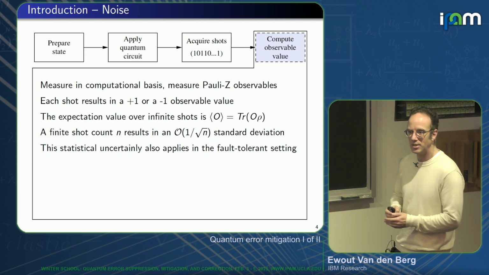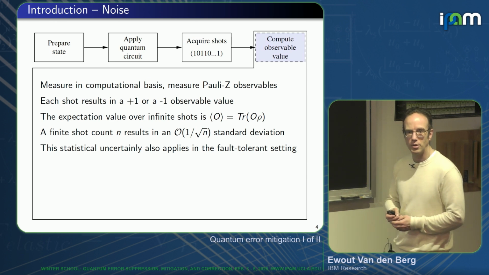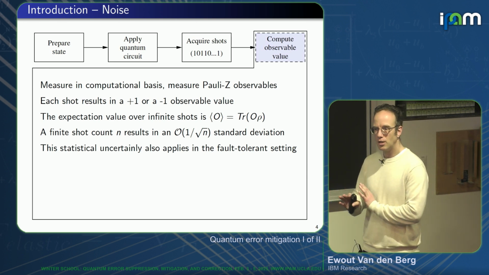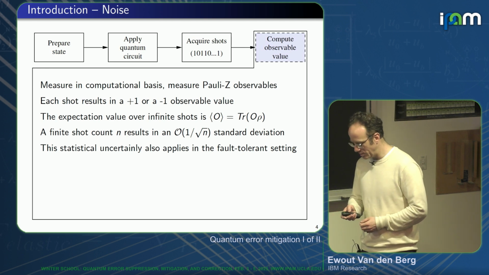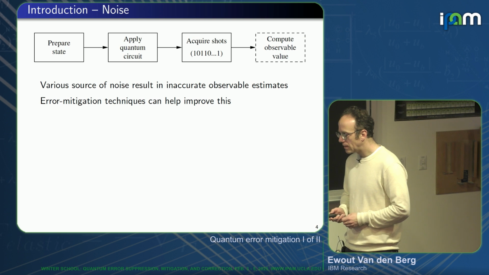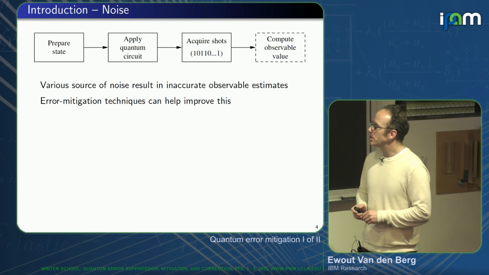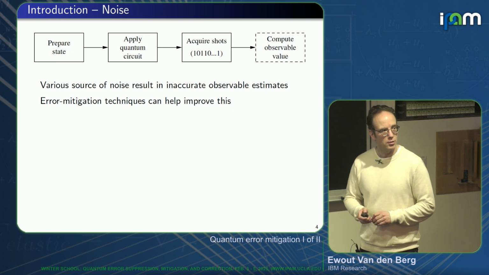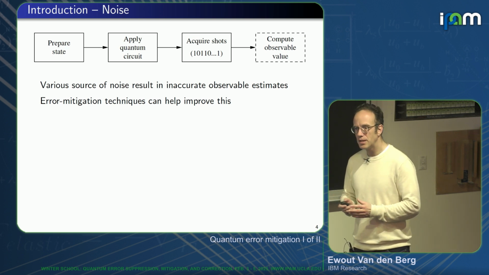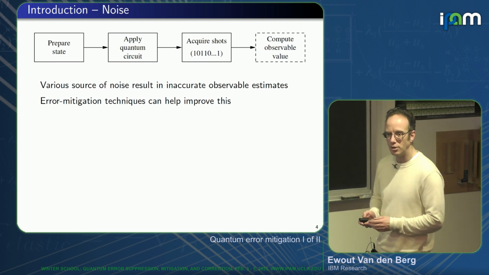So this is not something you can just sort of mitigate. This also applies to fault tolerant settings. So even if your quantum computer is perfect, this will still be a noise source, but we'll mostly ignore it. So the different sources of noise lead to inaccurate observable estimates. And error mitigation is one technique that can help you try and improve your accuracy of the observable value.